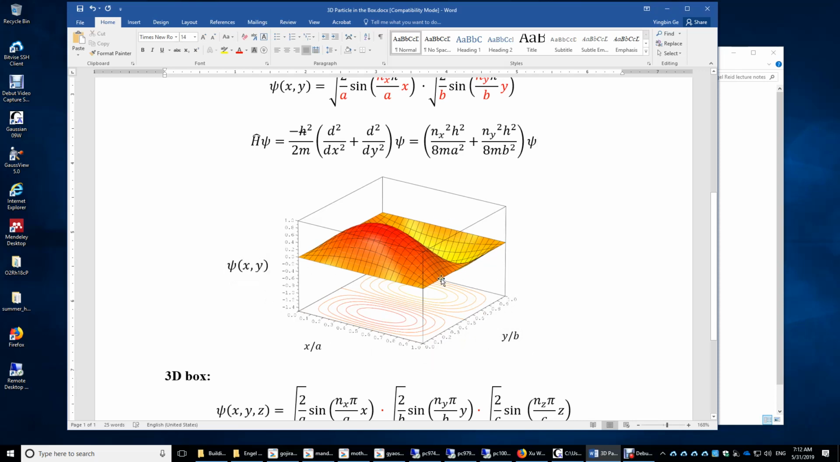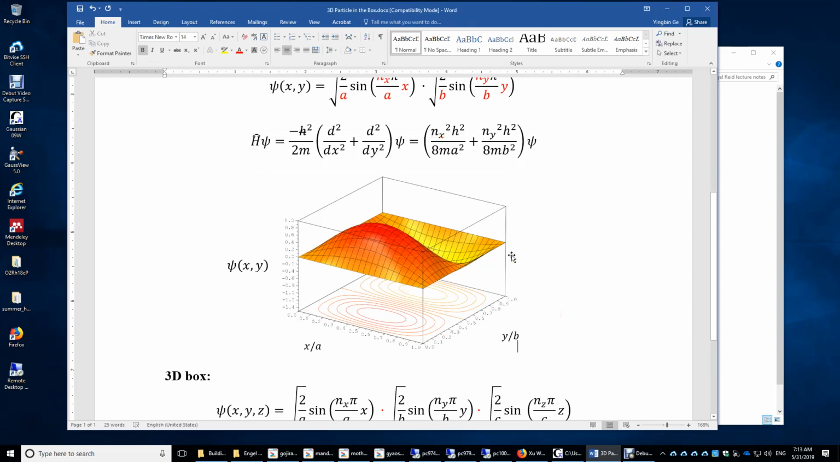You can see the wave function is 0 at the boundaries because the particle is completely confined inside the box. The wave function of the particle is 0 outside the box, and to ensure the continuity of the wave function, psi has to be 0 at the boundaries. If you look at the x direction, there are no nodal surfaces in the x direction. Also, you can look at the projection here. Again, we find no nodes in this x direction.